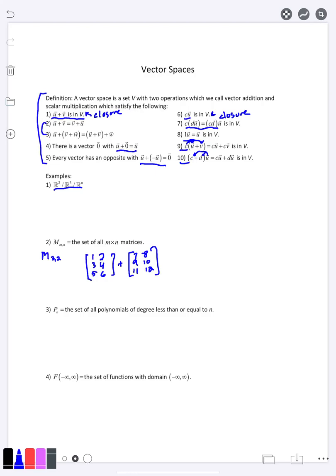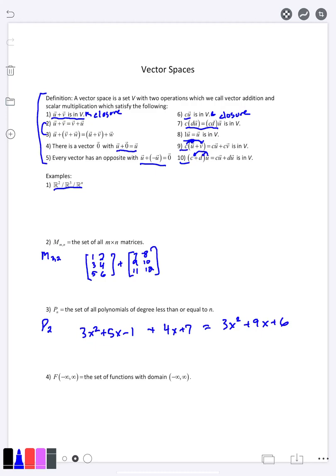Now, with that said, we also have some more interesting versions of them. So the next one here is Pn. It's the set of all polynomials of degree less than or equal to n. So for example, P2 is the set of all polynomials of degree 2 or smaller. And if we have two polynomials, let's say 3x squared plus 5x minus 1, and I add on another polynomial, 4x plus 7, and you add them together, you would get a new polynomial of degree less than or equal to 2. So it does work here.